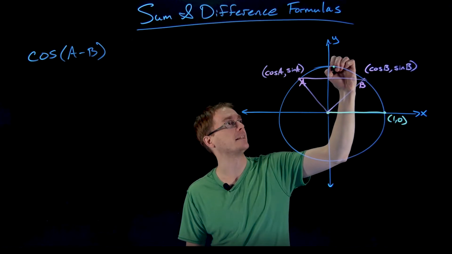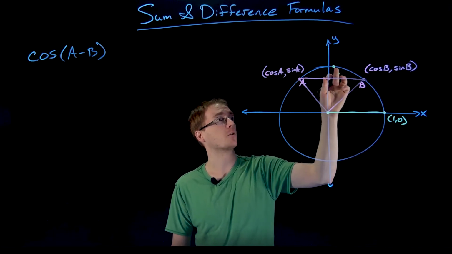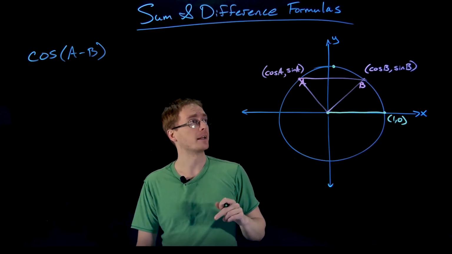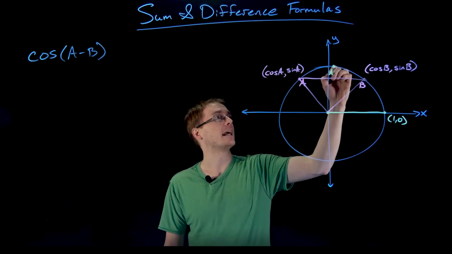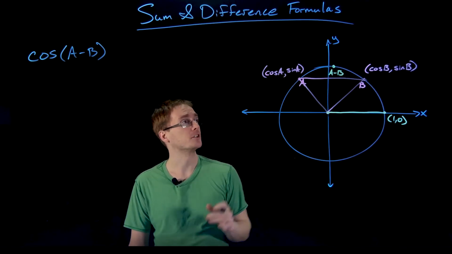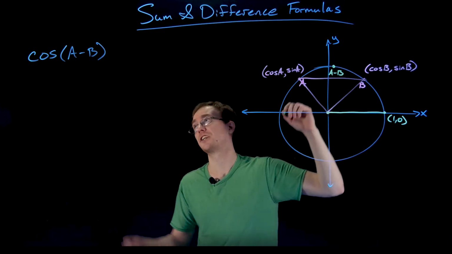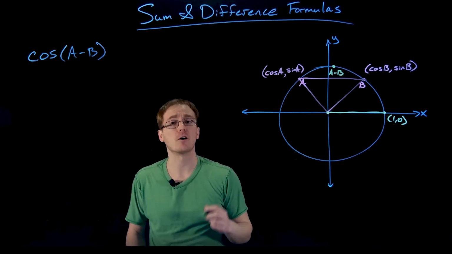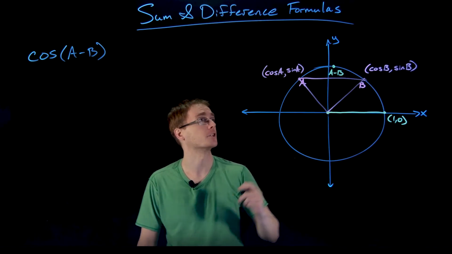That's like subtracting an angle of B, or an arc length of B, from that point A. And so that'll land us at the angle A minus B. And so that's going to give us a third useful point on our unit circle, the one we're actually going to use in helping us derive our difference formula for our cosine function.